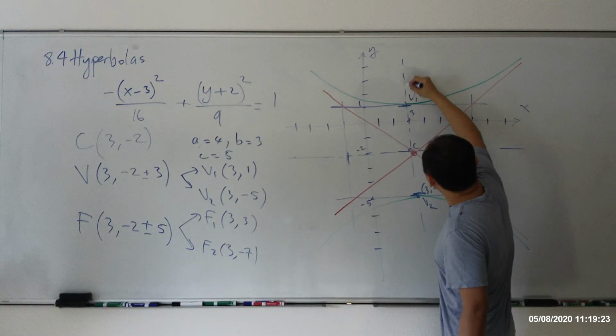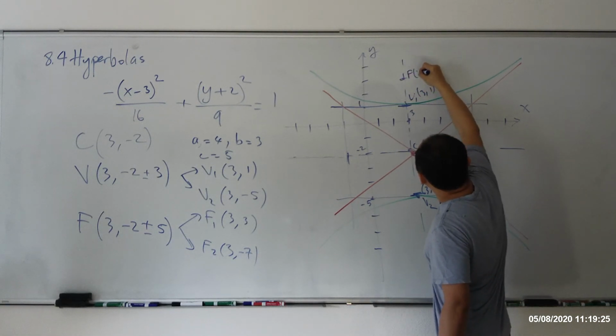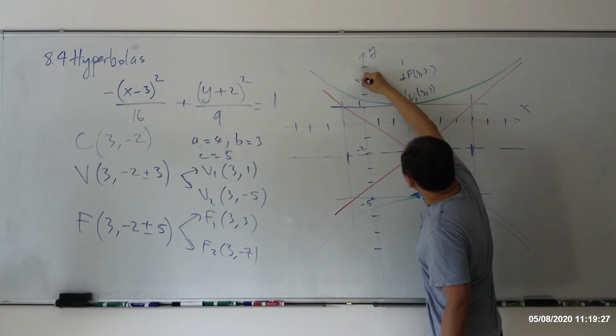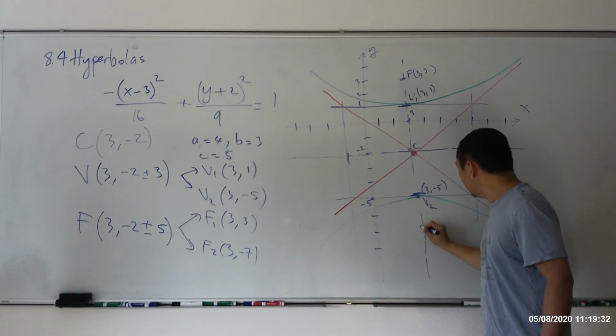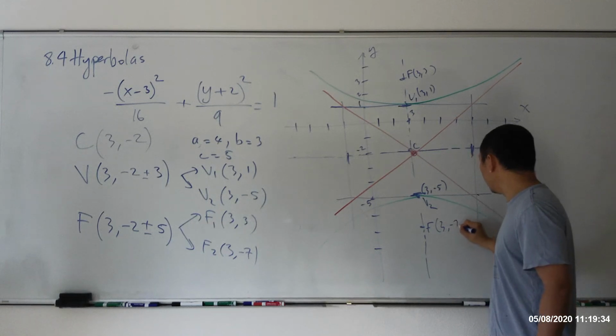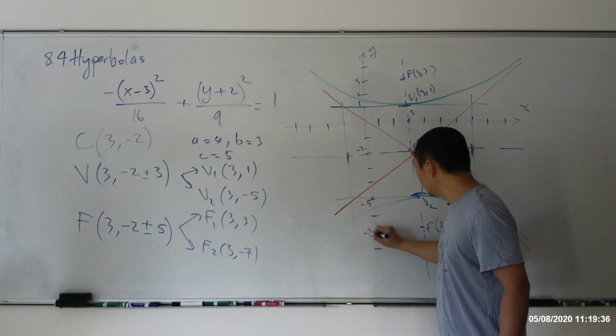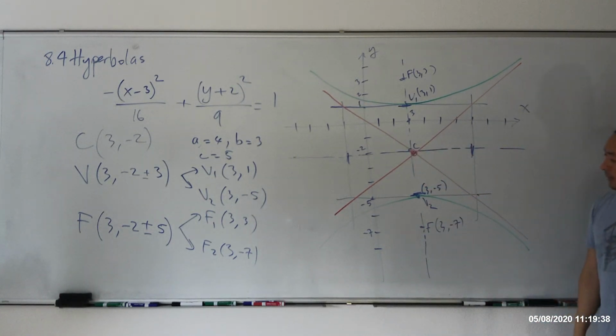0 right here, 1, 2. This is F1, (3, 3). This is 3 right here, 2 right there. This is F2 right here, (3, -7). This is -7. Okay.